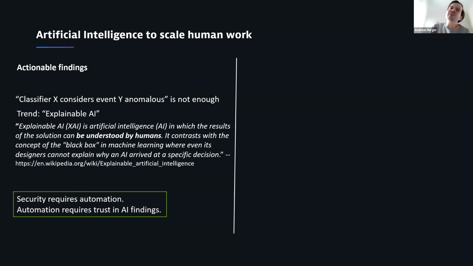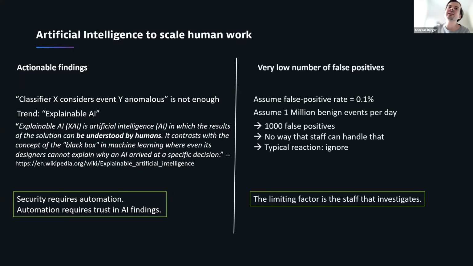So bringing that to my point, security requires automation, as I said before, and we can use AI for that, but automation requires trust in AI findings, because otherwise it's useless. And there's a second point I try to make. We need a very, very low number of false positives there.